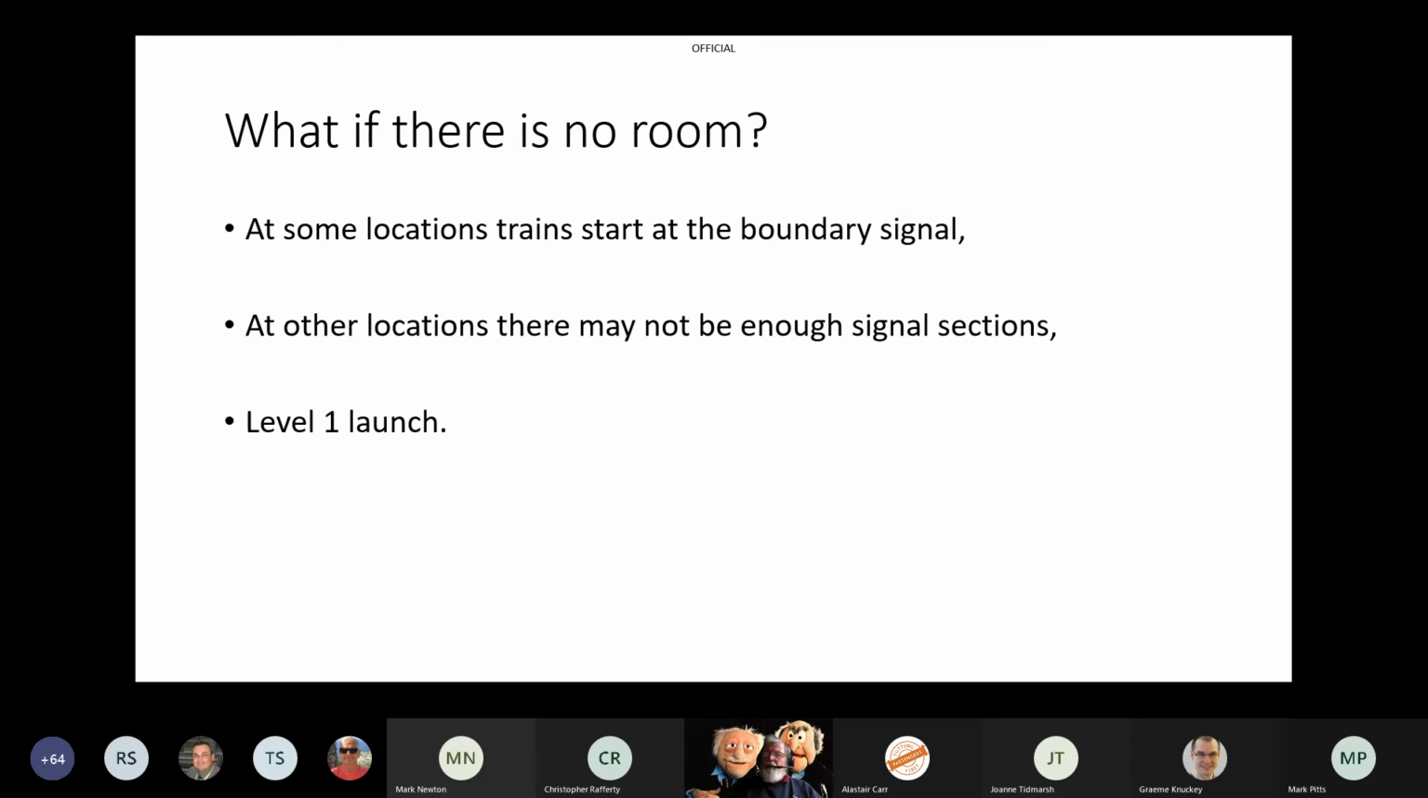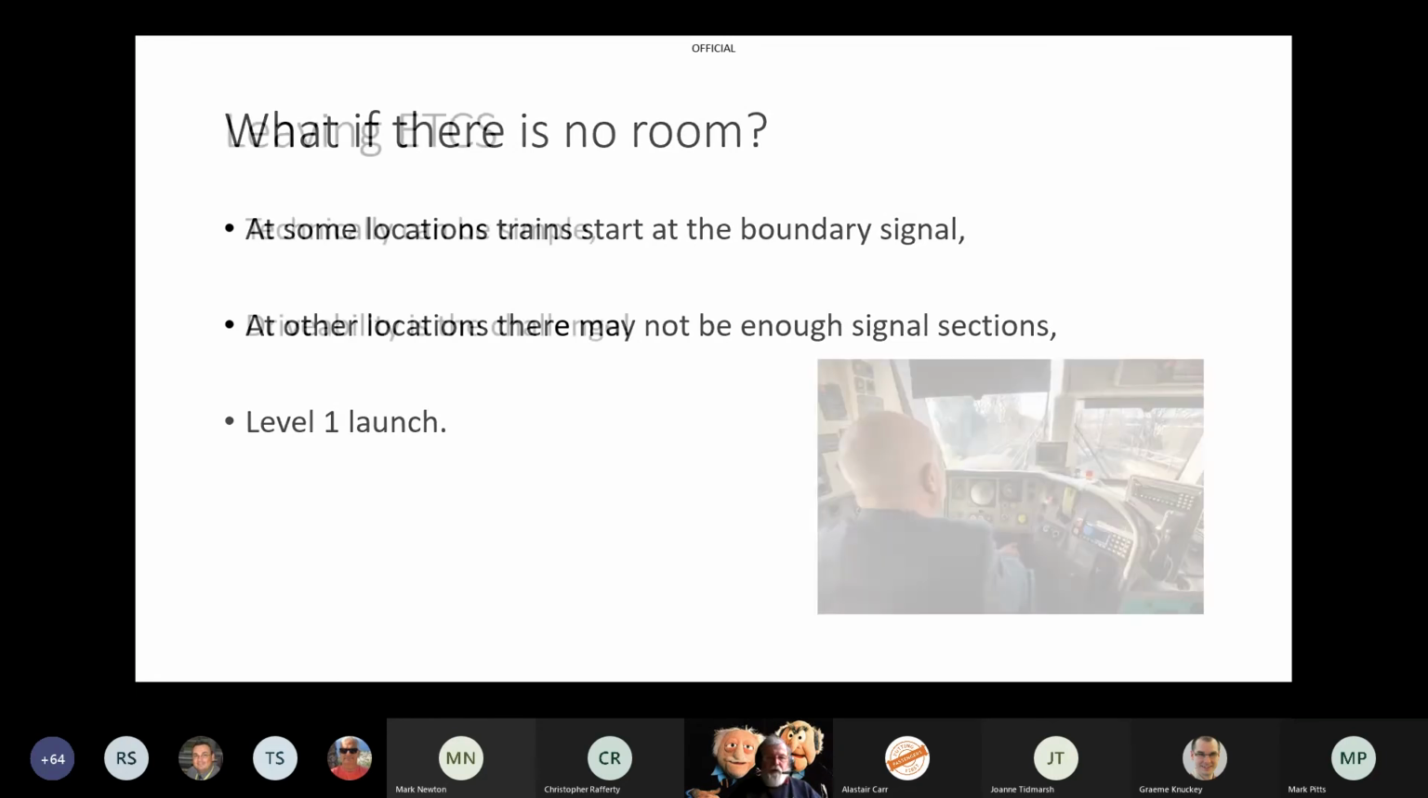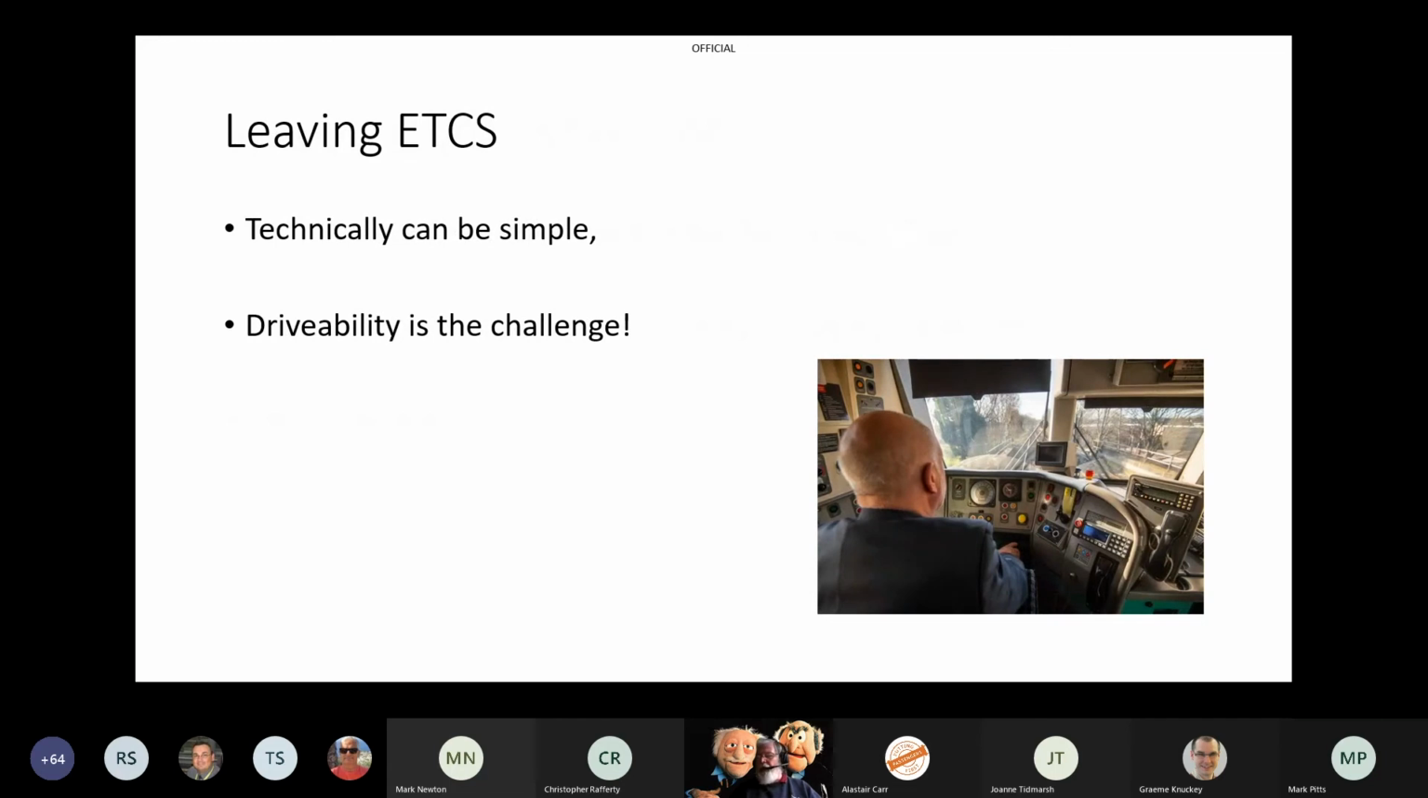So we've had a look at entering ETCS. How do we get out? Well, leaving ETCS can technically be very simple. It's just a matter of putting down a Balise group that tells the train to transition, that level 2 is no longer available, select another level, which would be NTC. However, the problem is we need to think about our friend, the driver, and it's the drivability going out of ETCS that can be the biggest challenge.